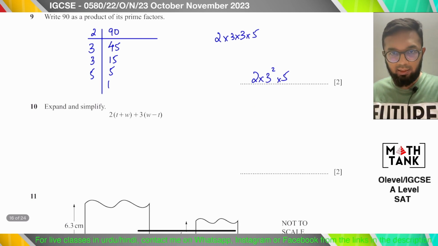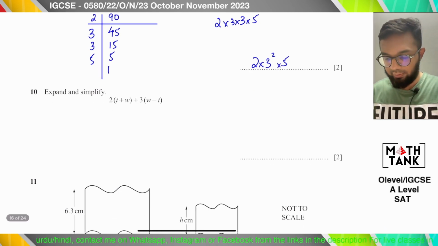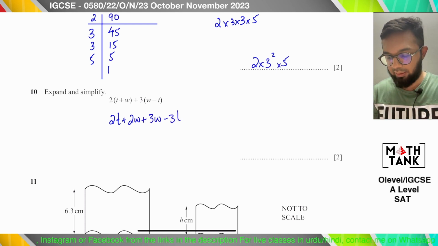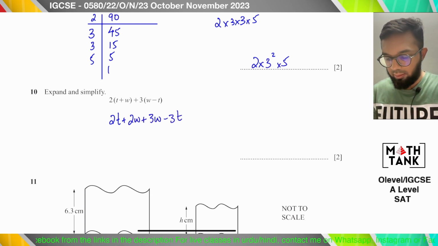Okay, expand and simplify. So this is simple, 2t plus 2w plus 3w minus 3t. So I get 5w minus t.